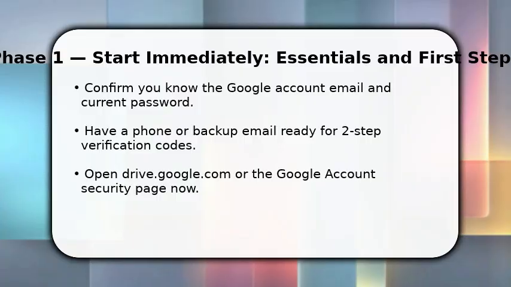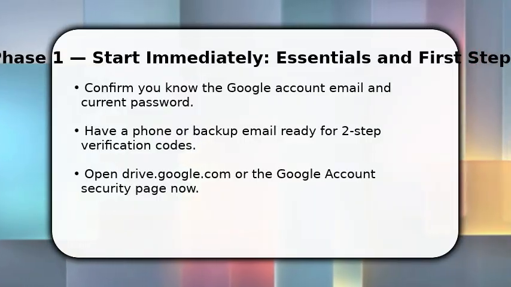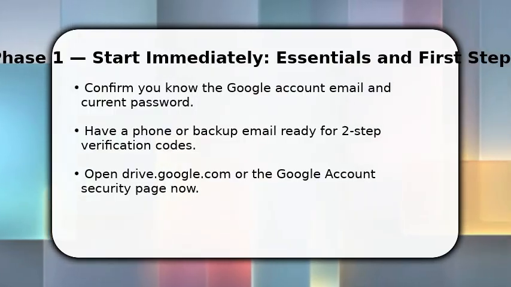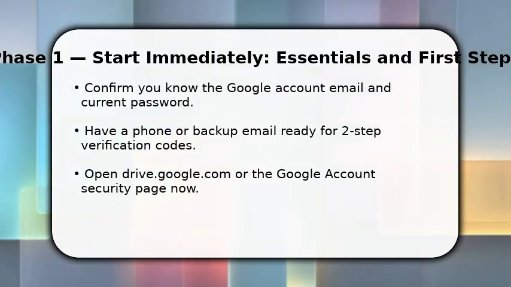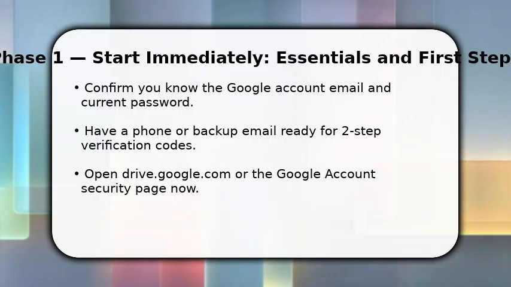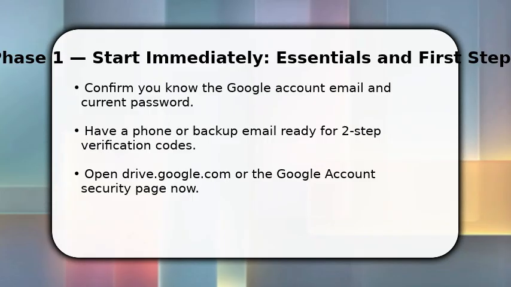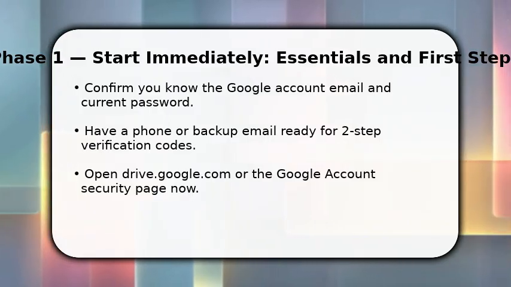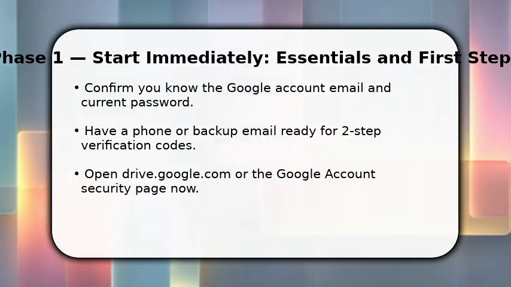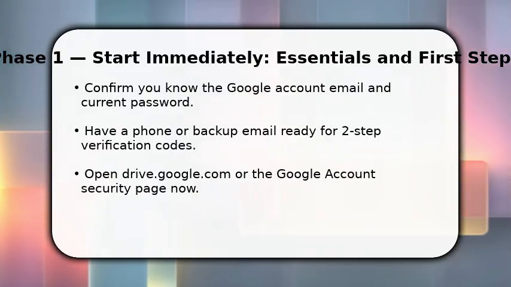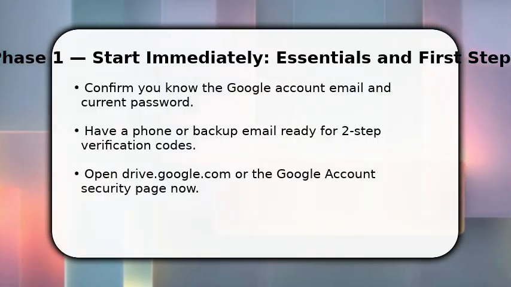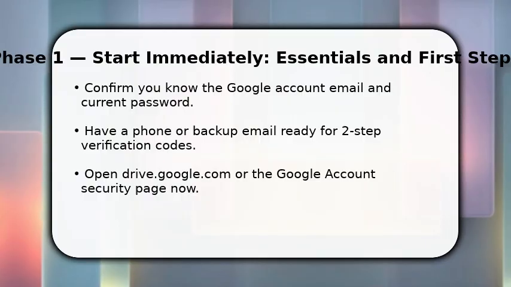You start by confirming access. Make sure you know the Google account email and the current password. Once ready, open Drive.Google.com or go straight to your Google account security settings. This saves time. If you use two-step verification, have your phone or backup email available to receive codes because you will need them shortly. Do not create a new account. Change the existing password so Drive stays linked.